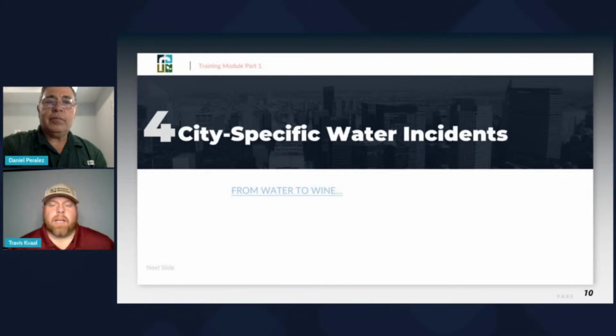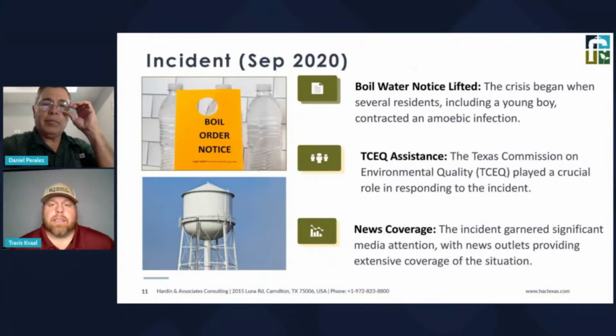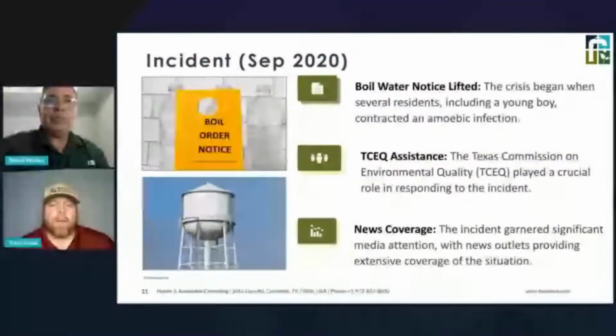And so we're all able to have a good laugh there. Wine coming through the water taps seems fun enough. But you can see how quickly a pollutant or contaminant can get into our public water supply and through the distribution system. In 2020, here in Texas, several residents, including a young boy, contracted an amoebic infection. The TCEQ responded to that event, and because of the nature of the event, it garnered national media attention.